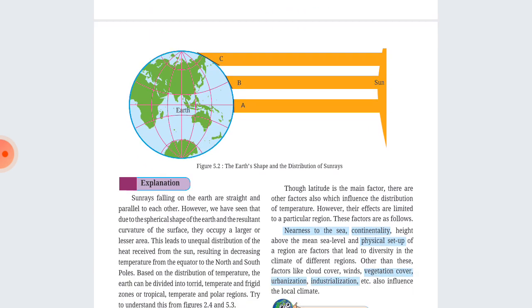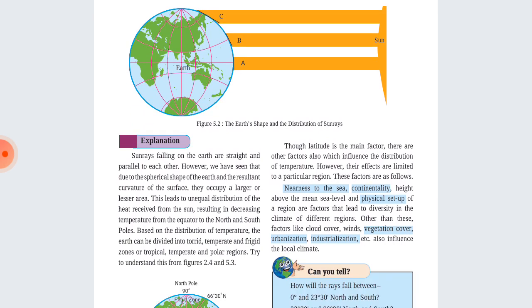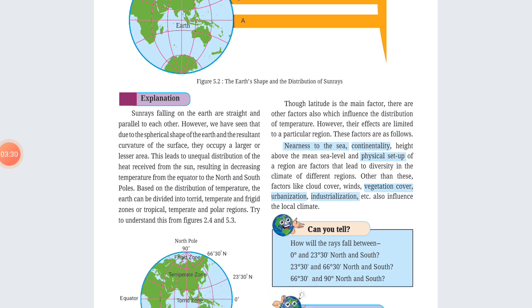The Earth's shape and distribution of sun rays. Explanation. Sun rays falling on the earth are straight and parallel to each other. However, we have seen that due to the spherical shape of the earth and the resultant curvature of the surface, they occupy a larger or lesser area.